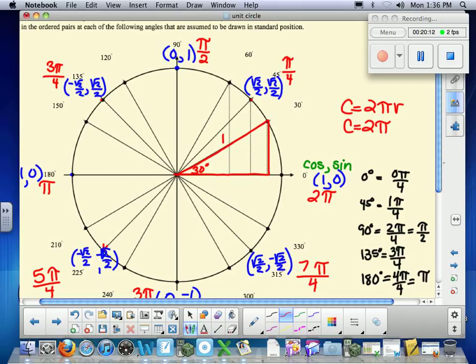1/2. Because it's opposite the 30-degree angle, right? So this is a 1/2. So how long is this x side? Square root of 3 over 2. So this point is over square root of 3 over 2 and up 1/2.